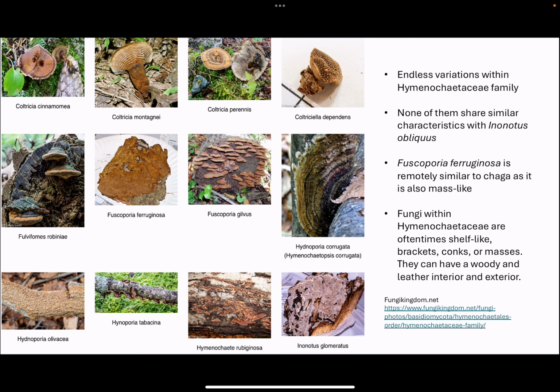So for example, Coltricia cinnamomea and Coltricia perennis are two fungi that grow on the ground that are more mushroom-like, and they tend to grow in disturbed areas such as on hiking trails. And then you have the middle and bottom rows, which include brackets and conchs and even some shelves, which are definitely more common in the Hymenochaetaceae family.